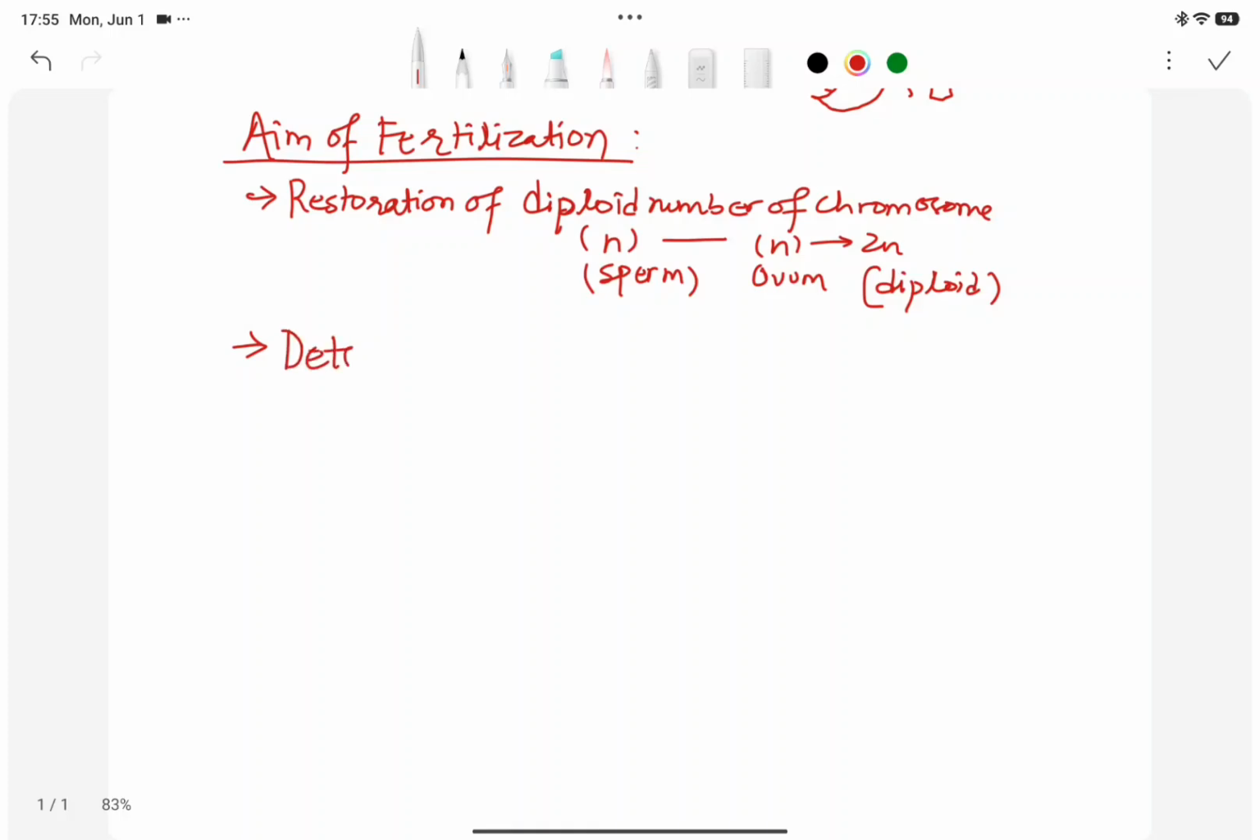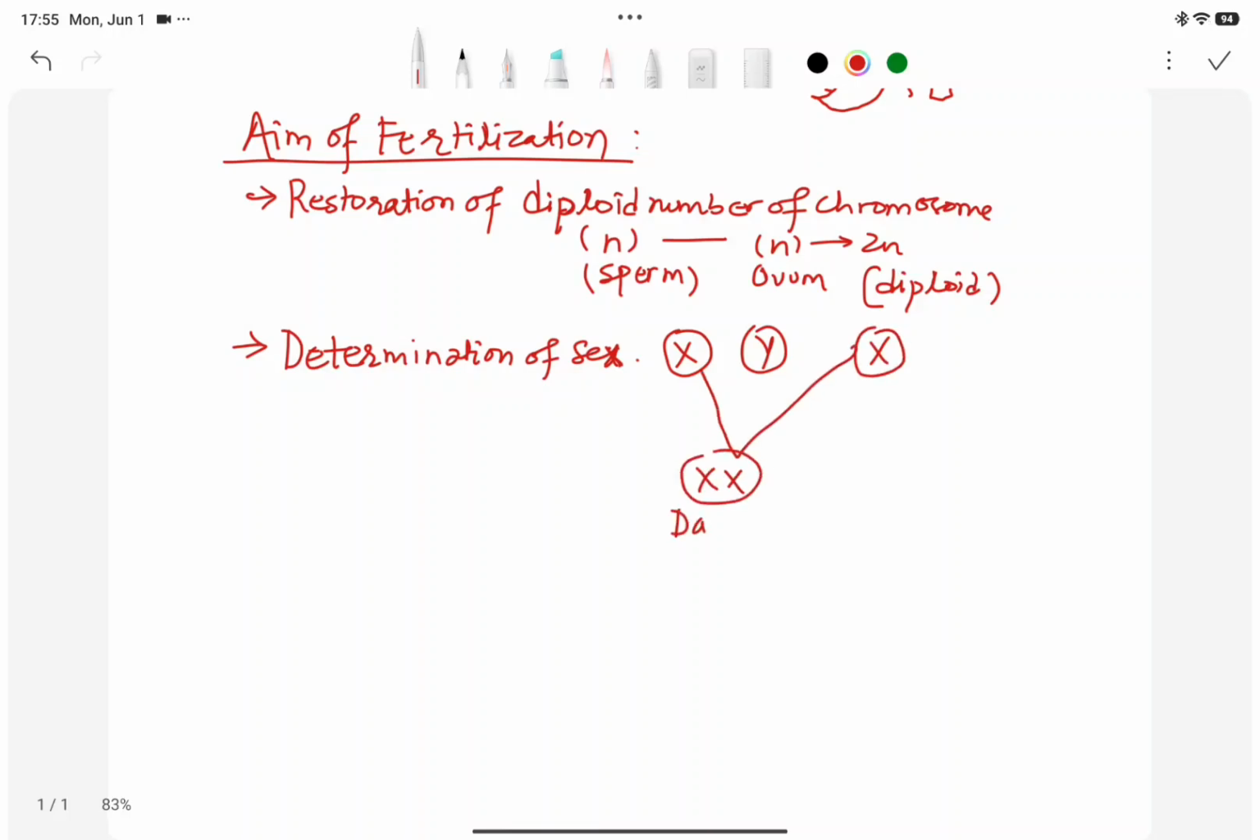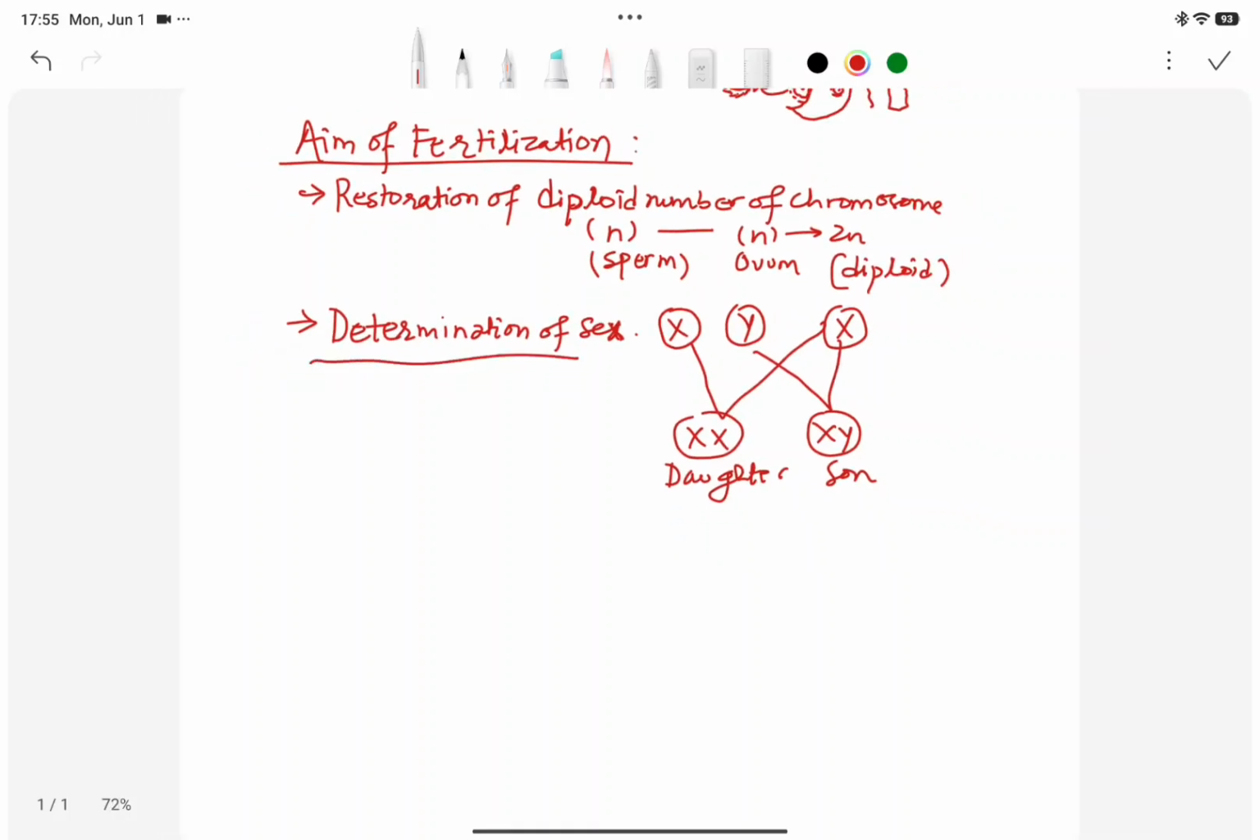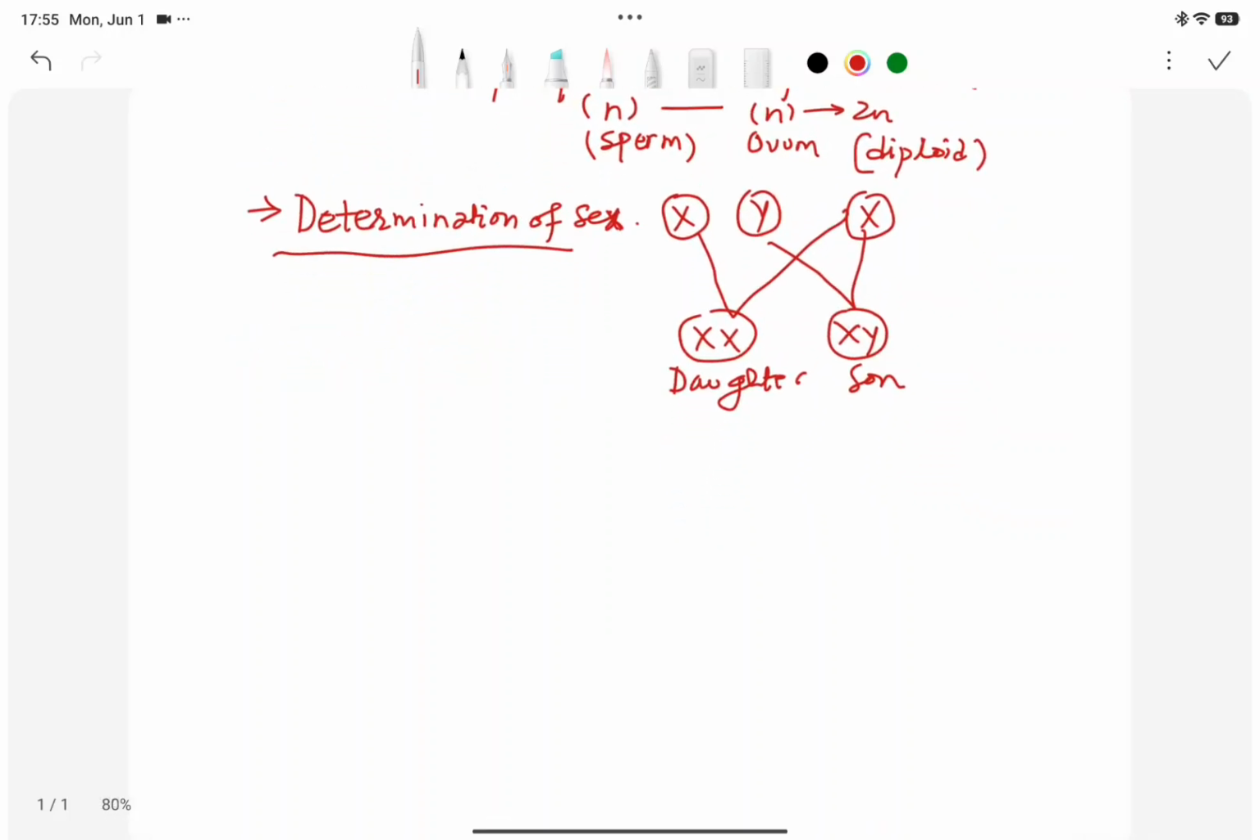The other aim is determination of sex. Sex is determined by fertilization. Either the X gamete or the Y gamete of the male fuses with the X gamete of the female. If X fuses with X, this forms a daughter. If Y fuses with X, this is the son. So determination of sex is also an aim of fertilization.